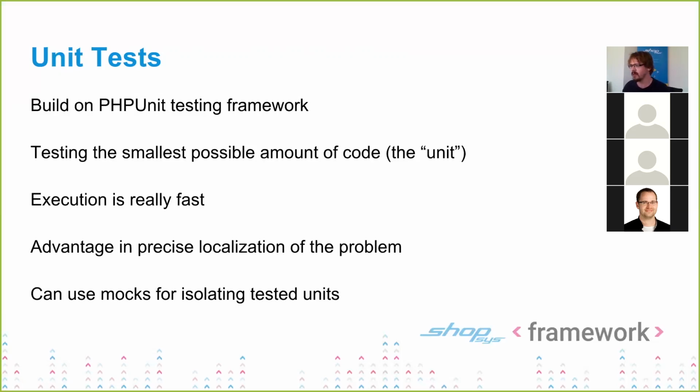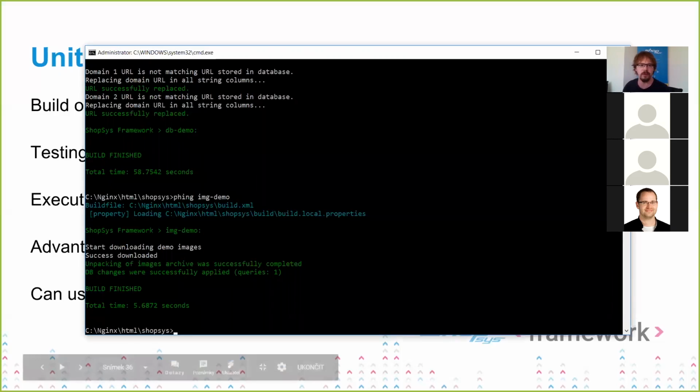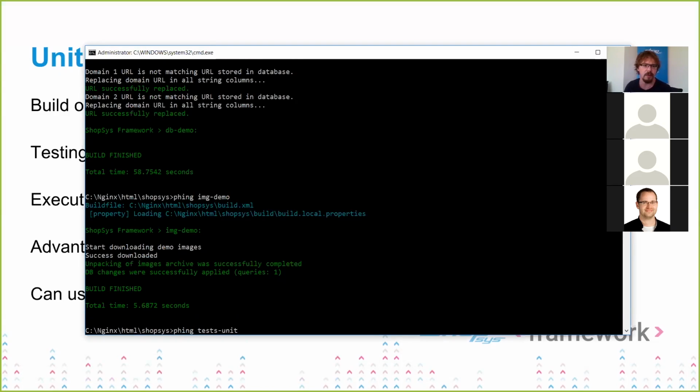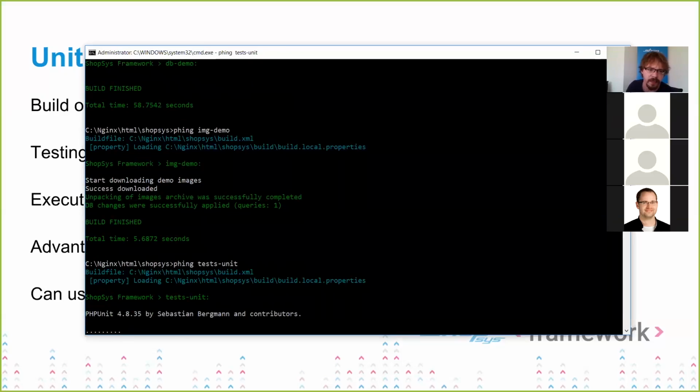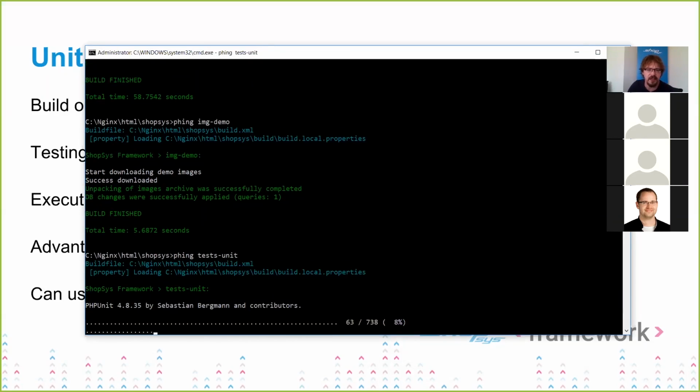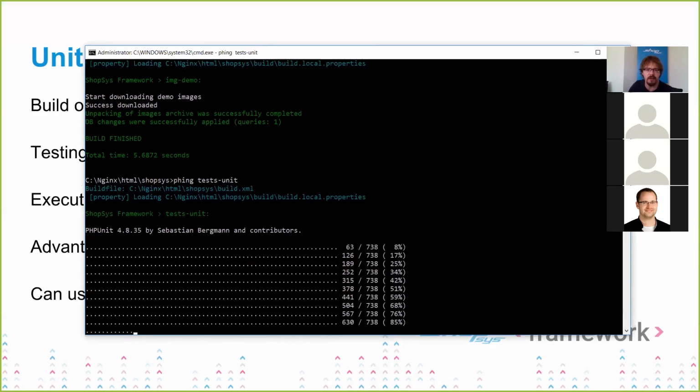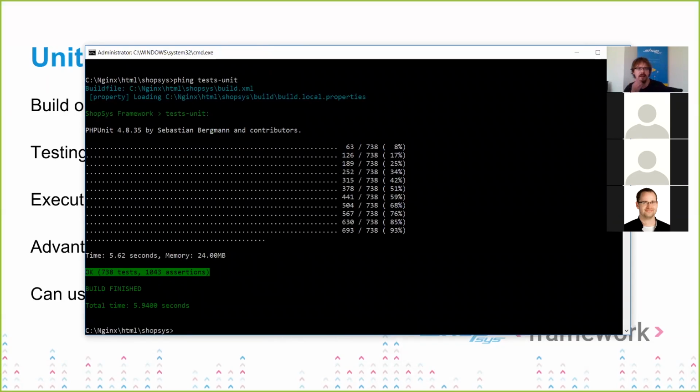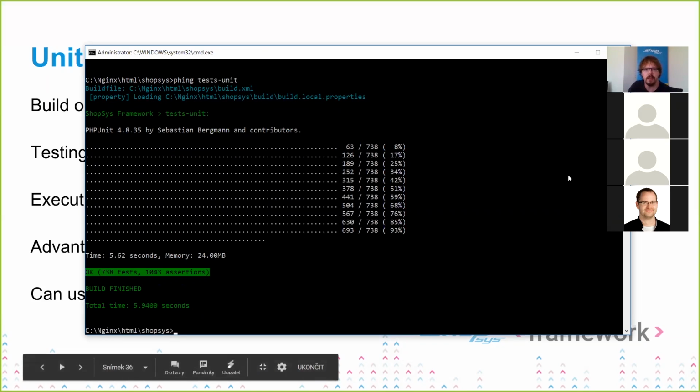We can see the running of the unit tests by running phing tests-unit. And as you can see, it's really, really fast, and more than 700 tests ran under 6 seconds.